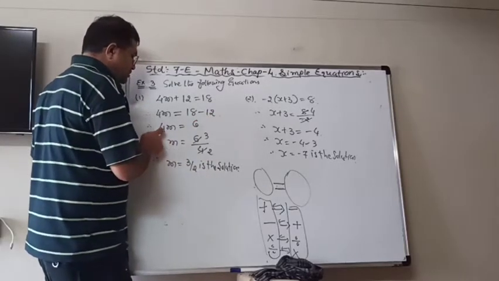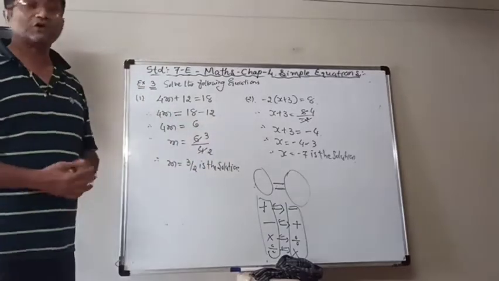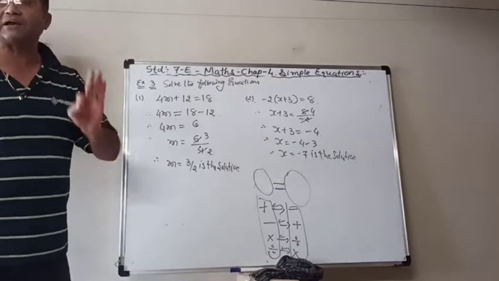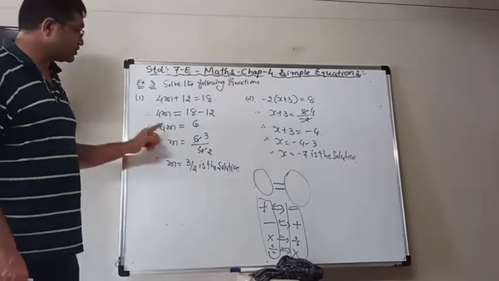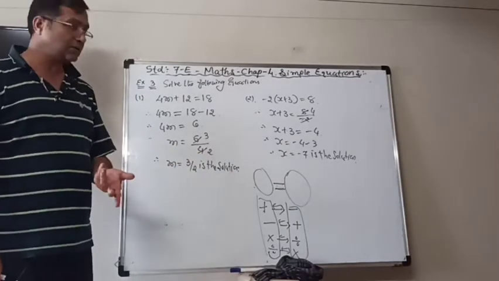Now I want to take this 4 also to the other side, because I want to separate the m. So which sign is here? 4m means m is multiplied with 4. So it will go in the division. So 6 upon 4. Very simple.